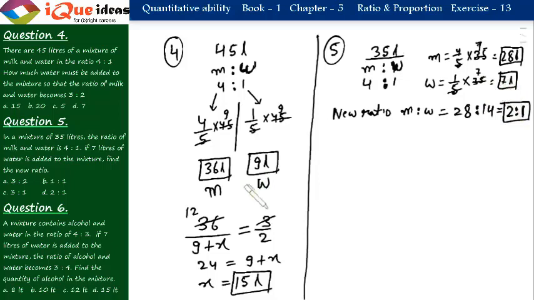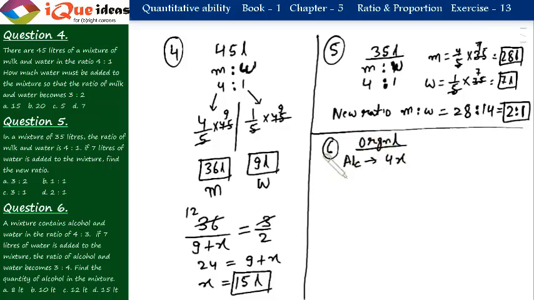Okay, this is a much simpler question, right? Question number 6. A mixture contains alcohol and water in the ratio 4:3. If 7 liter water is added to the mixture, the ratio of alcohol and water becomes 3:4. Find the quantity of alcohol in the mixture. Let's assume the original quantities of alcohol and water. So alcohol quantity, let's assume it to be 4x, and water quantity 3x. Why? The ratio is 4:3, so we can assume it to be 4x and 3x.